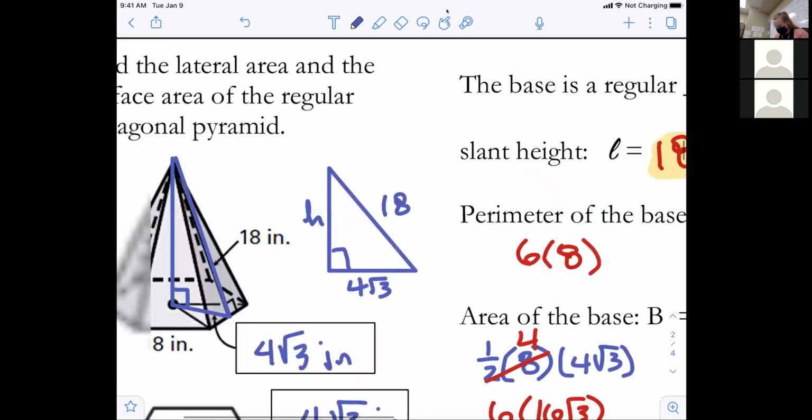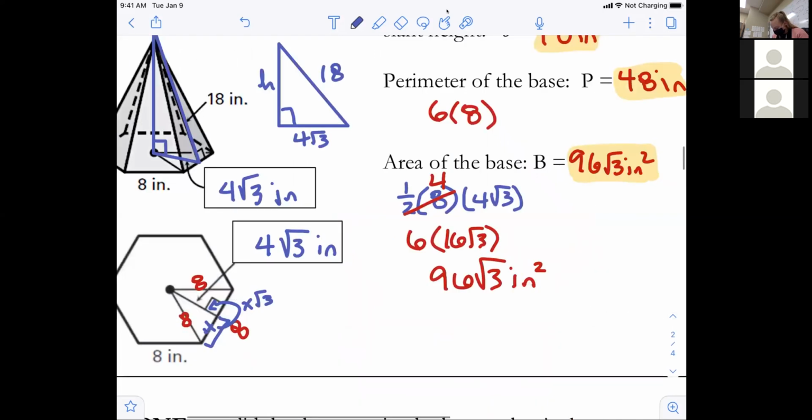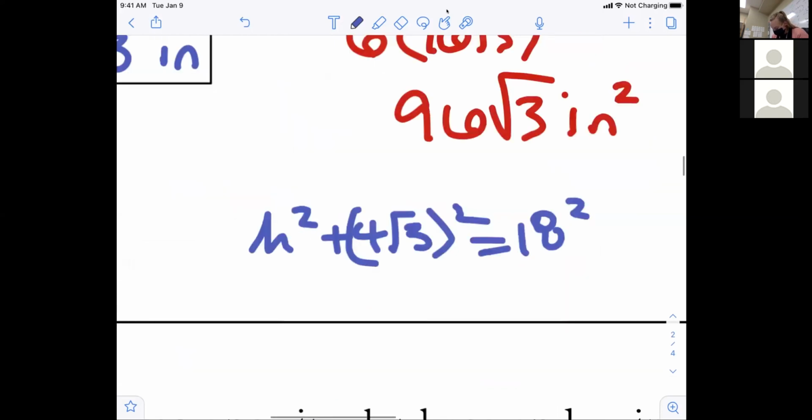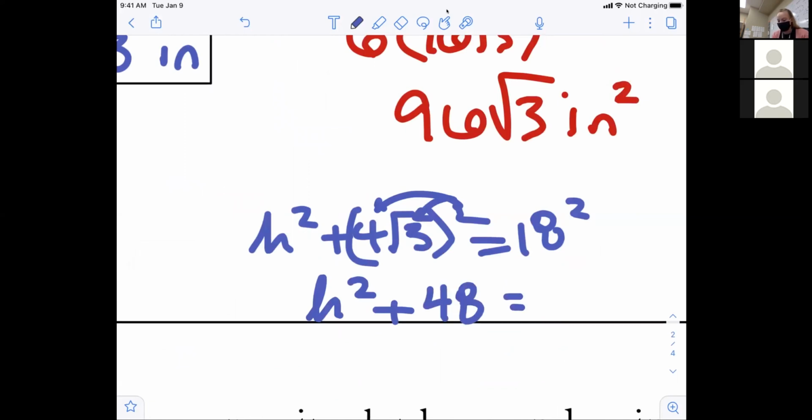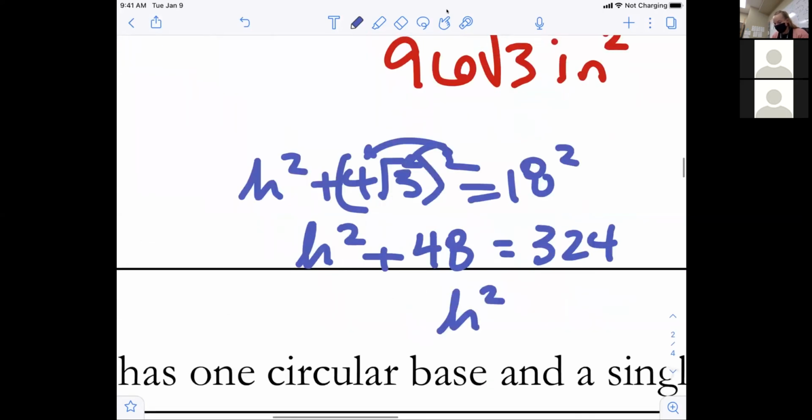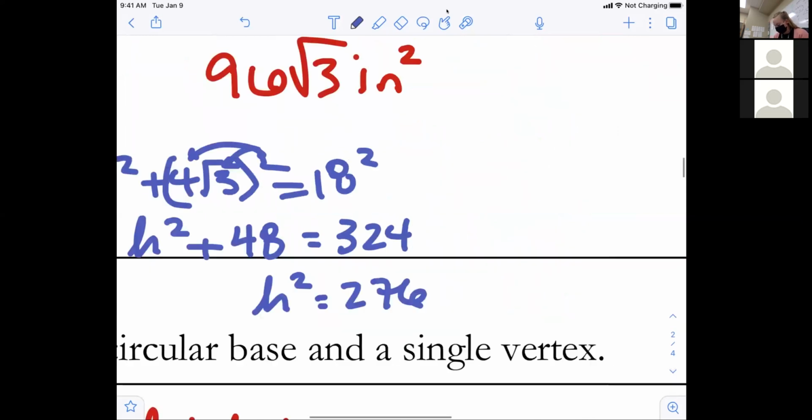So let's do Pythagorean theorem for that. I can do it over here. So I've got H squared plus 4√3 squared equals 18 squared. Everyone okay with what I'm doing so far? Anybody want me to talk more about how I got here? 4√3 squared is 4 squared, which is 16 times 3, and 16 times 3 is 48. And 18 squared, I don't remember that, is 324. Minus 48 from both sides, and I get 276.